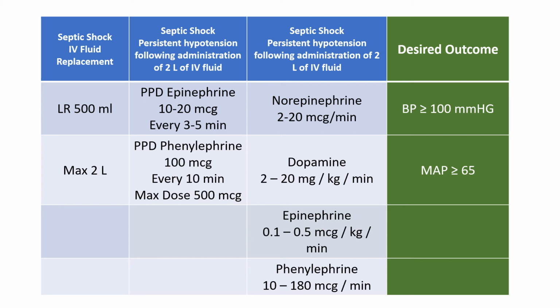If after 2 liters of fluid there is still persistent hypotension, you can either go to a push pressor dose of epinephrine or phenylephrine, or norepinephrine is preferred as an infusion, or you can use dopamine, epinephrine, or phenylephrine as an infusion to achieve that desired outcome.